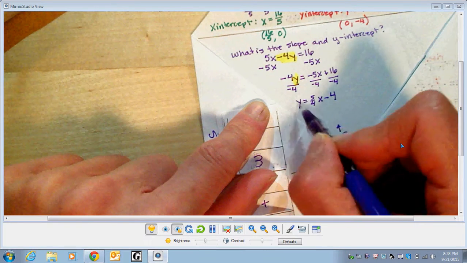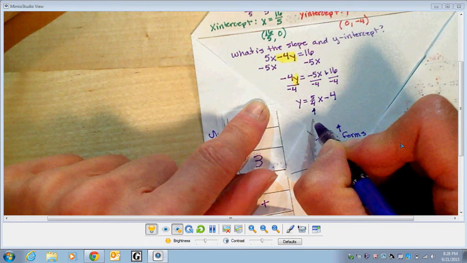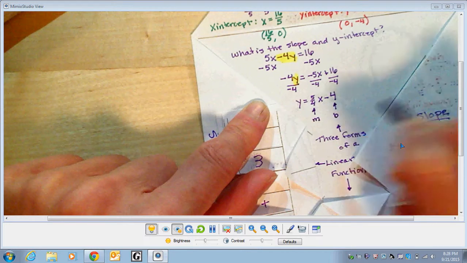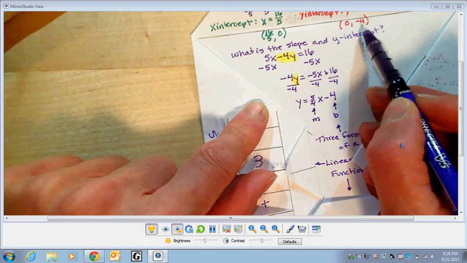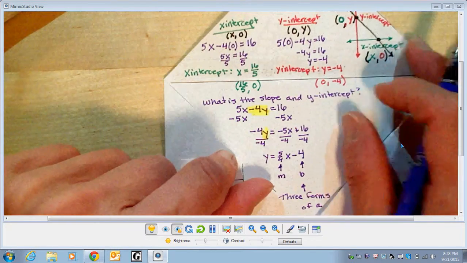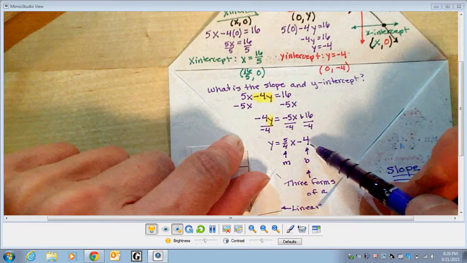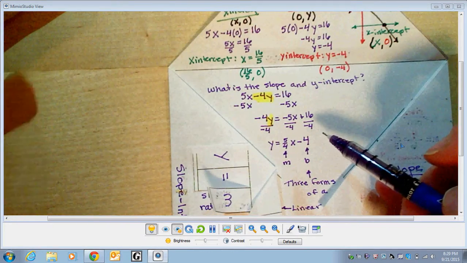So you can see from here, I'm able to get the slope. So this here is my slope, and this here is my y-intercept, which we had determined earlier. That was our y-intercept when we put 0 in for x, right? So we got the same y-intercept. So this is what is important.